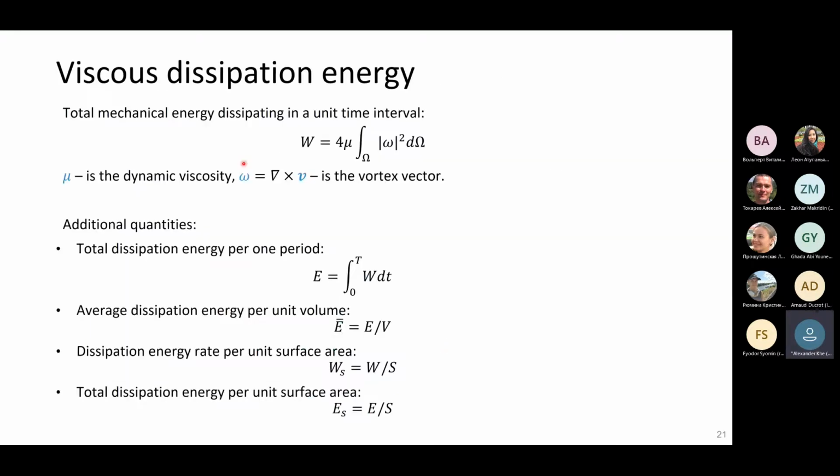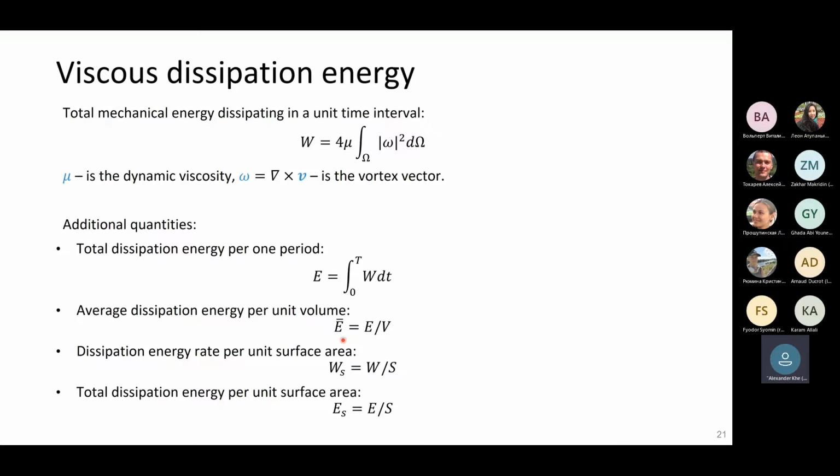So we calculated the mechanical energy dissipated due to viscosity of the flow. This is the integral of the vorticity of the velocity field, omega squared, and besides this capital W, we calculated the total dissipation energy per one period, capital E, and the average dissipation energy per unit volume of the aneurysm, and also the dissipation energy per unit surface of the aneurysm, and the total dissipation energy per unit surface of the aneurysm.